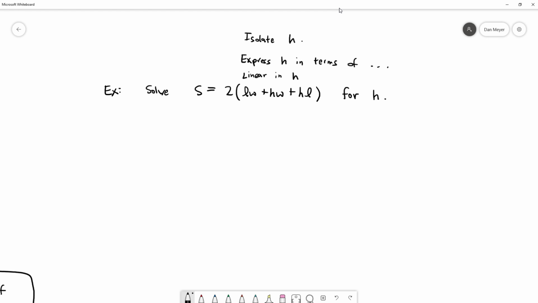Now there are a few different ways that we could do that. You might be tempted to divide by 2 on both sides right away, but I'm going to do something different. I'm going to distribute the 2. We have 2LW plus 2HW plus 2HL. I'm going to leave all of my terms with H on one side and get everything over to the other side. So I'm going to subtract 2LW from both sides.